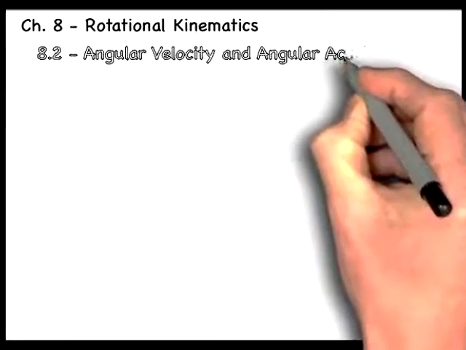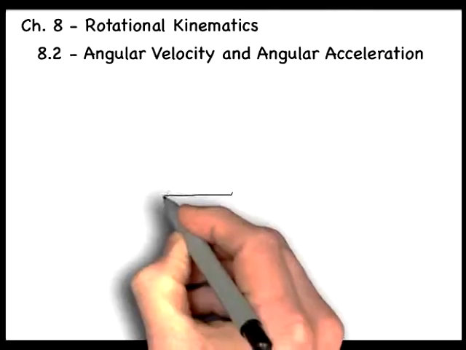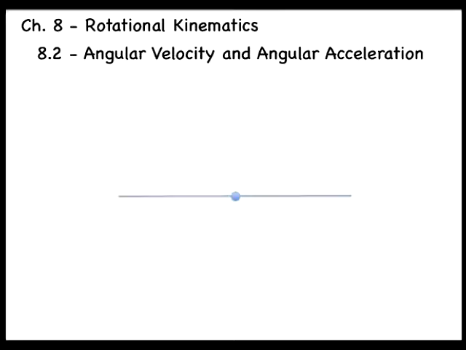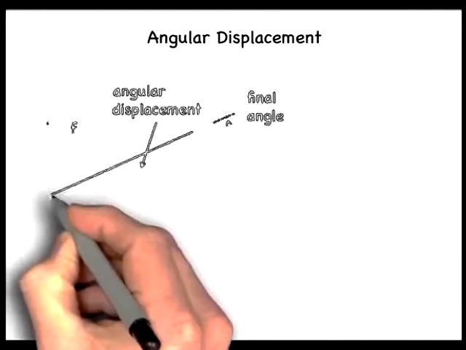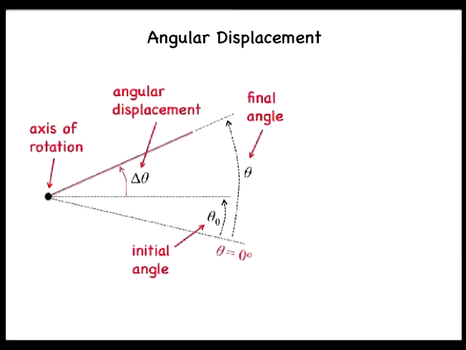We now discuss the concepts of angular velocity and angular acceleration. Just as our physical intuition of how fast something is moving is connected to linear velocity, the idea of how fast something is spinning is related to angular velocity. And just as linear velocity is connected to linear displacement, angular velocity is connected to angular displacement.